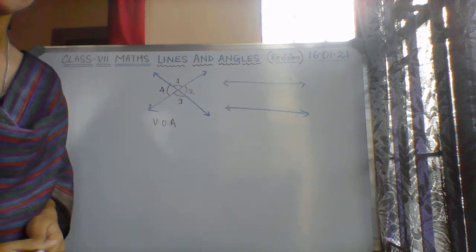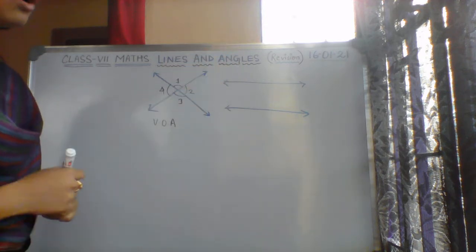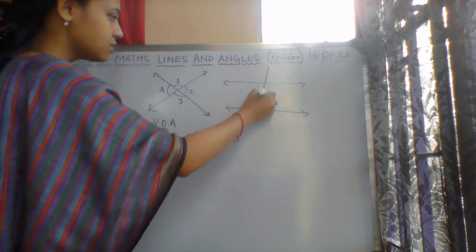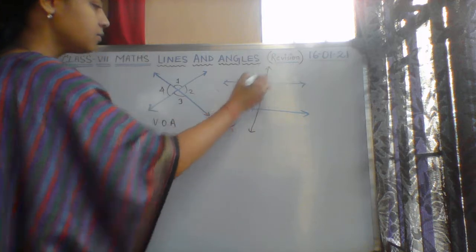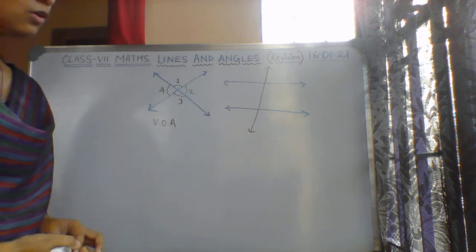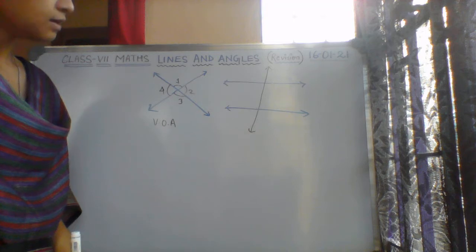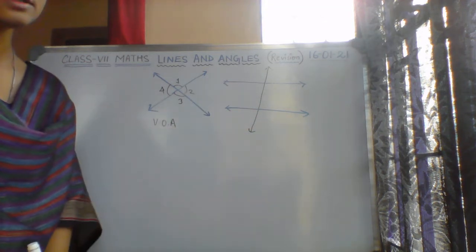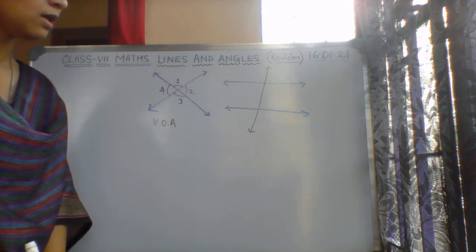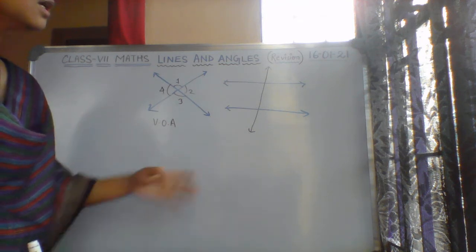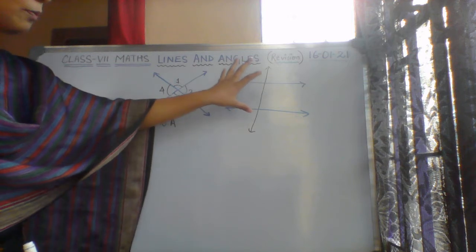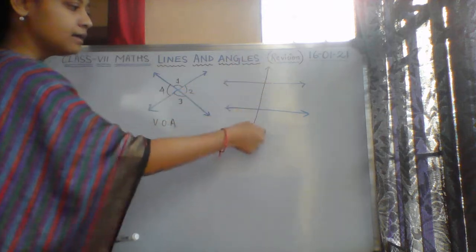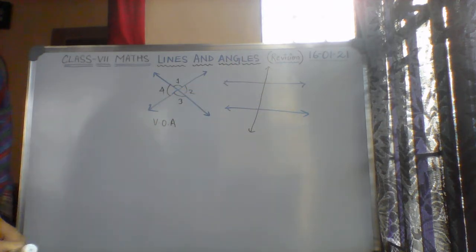Now about parallel lines. Parallel lines do not meet. If we extend them also, they will not meet. Now you have learned about a transversal. What is a transversal? A line which is intersecting the two parallel lines at two different points. Okay, so you have learned many terms about the properties of this type of figure: parallel lines and a transversal.